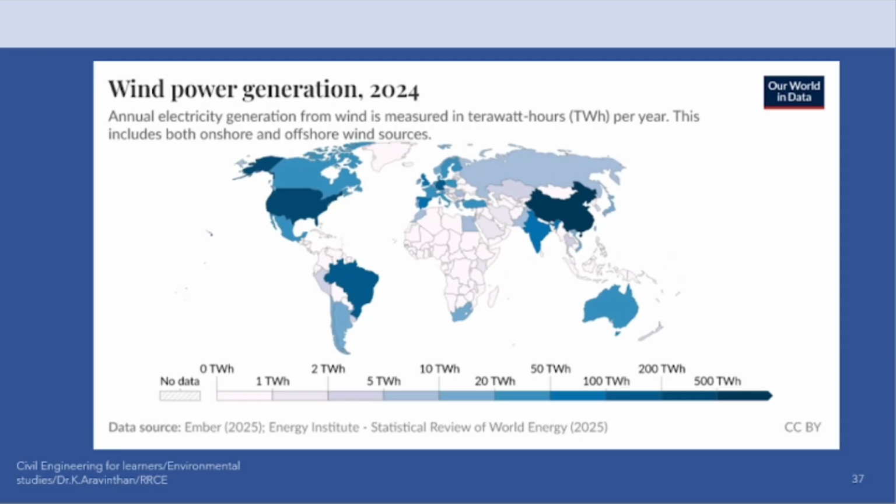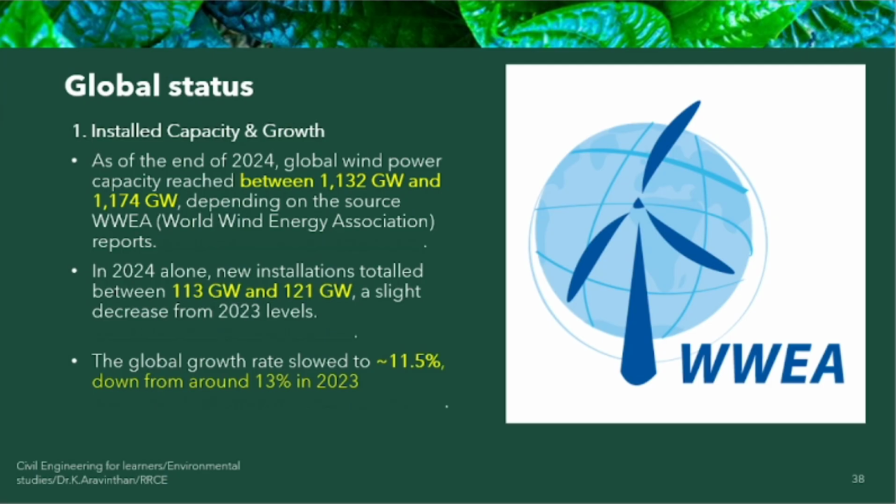This is the global wind generation. China is the place where most renewable energy is generated. 60% of the world's windmill energy is being produced in China. They are the global leaders. Next to China is the US. Now this is the global status.